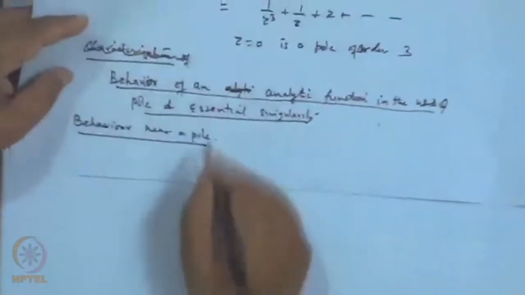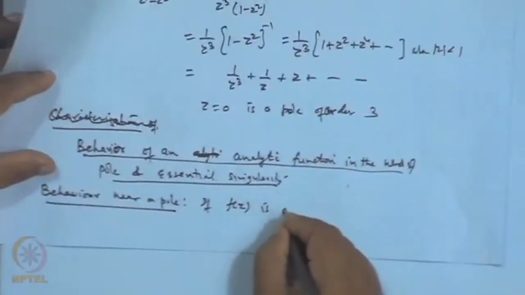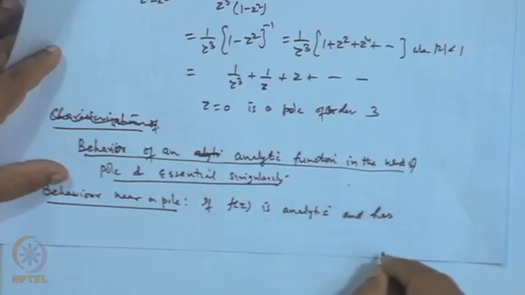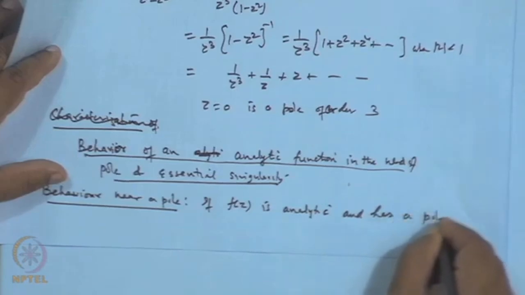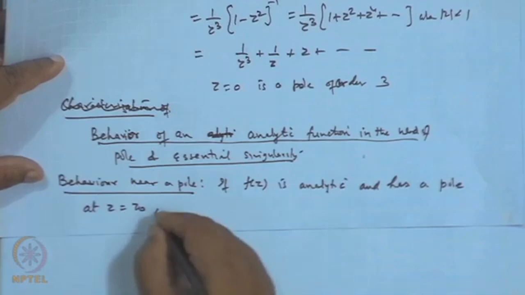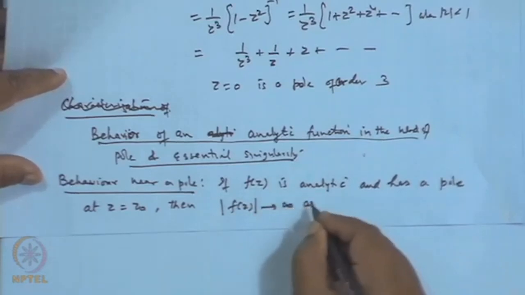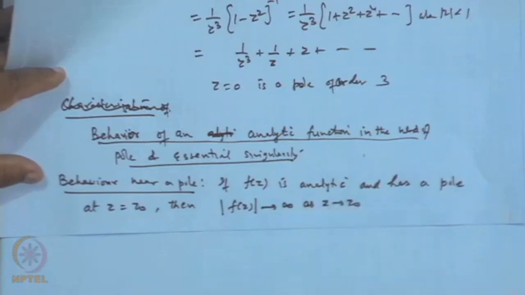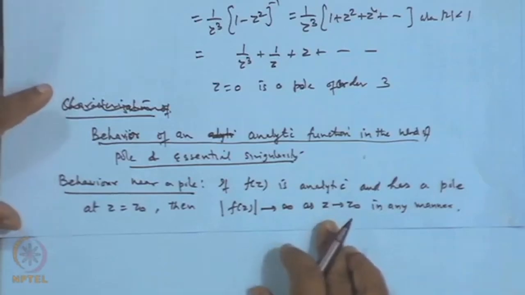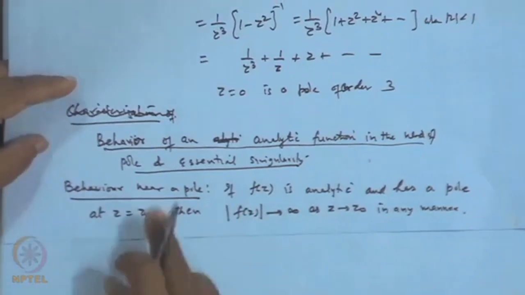Behavior near a pole. It is given like this. If the function f z is analytic and has a pole at z equal to z naught, then the absolute value, the modulus of f z, will tend to infinity as z tends to z naught, in any manner. It means whatever path you choose which approaches z naught, the modulus of f z will go to infinity. That is, if z naught is a pole.